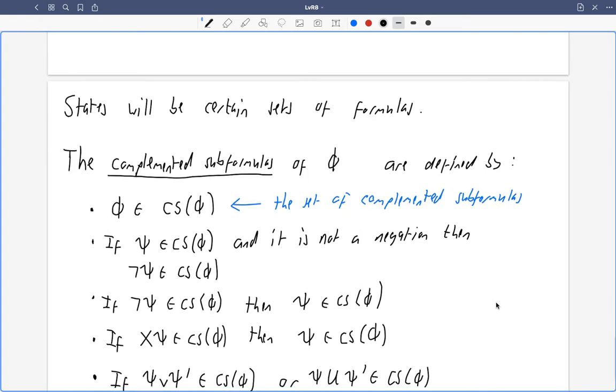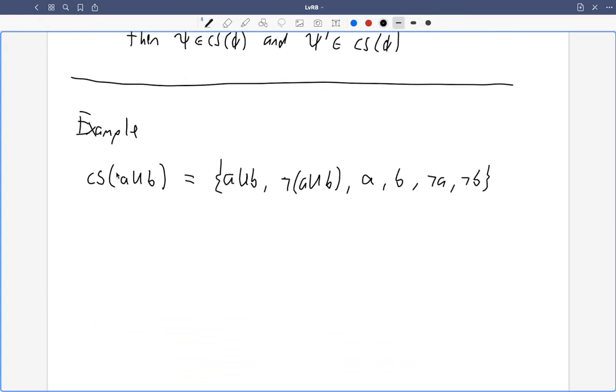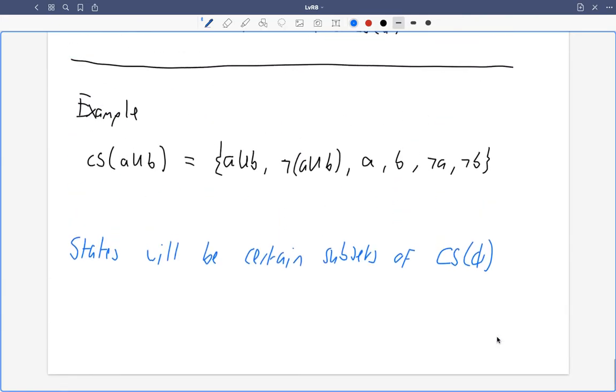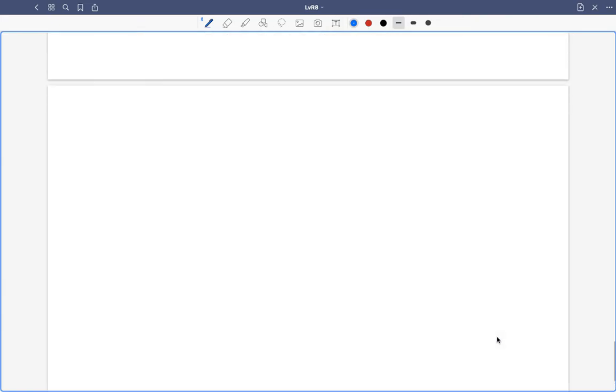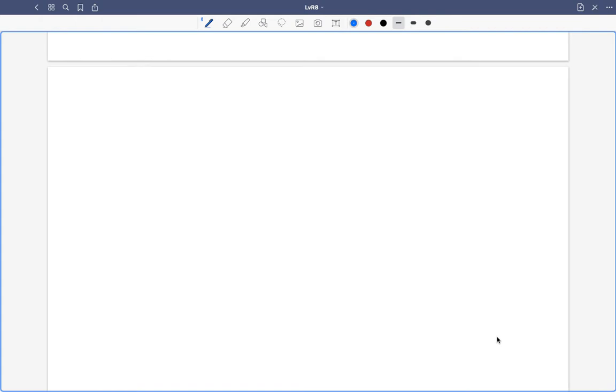Okay, so let me just remark, states will in fact be certain subsets of the set of complemented subformulas of phi. So which subset? For this we need another definition. It's rather intense, this lecture, quite a lot of definitions.